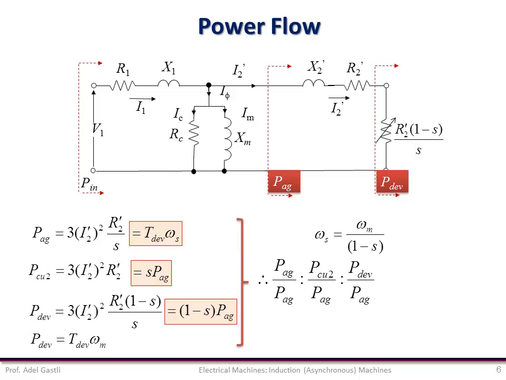So from this set of equations, we can describe the relation between the air gap power, copper loss, and developed power as a function of the air gap power as 1, S, and 1 minus S. And the developed torque can be calculated from the air gap power as P air gap over synchronous speed, or developed power over motor speed. These equations are very useful and helpful in simplifying the calculations of the power and the efficiency of the induction machine.